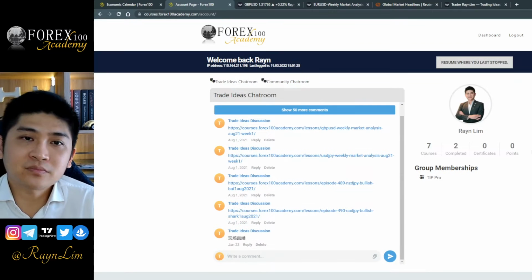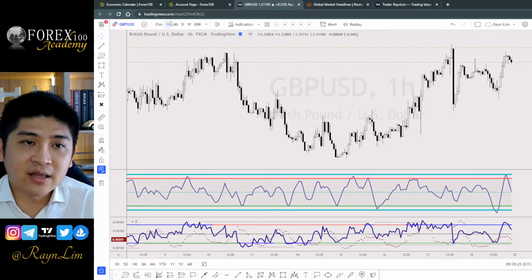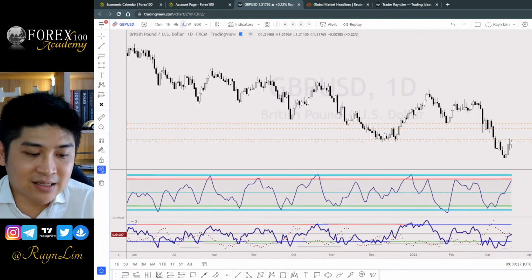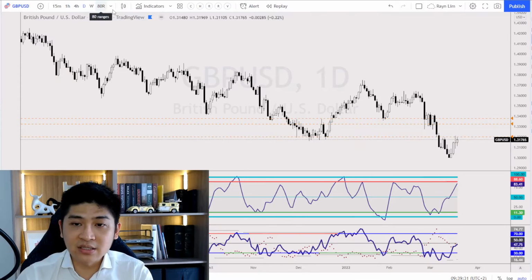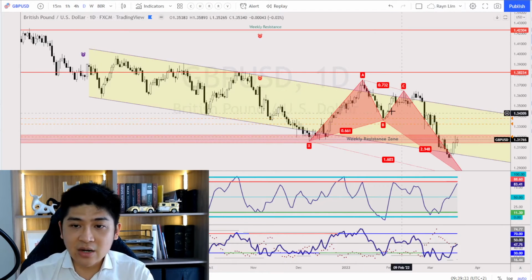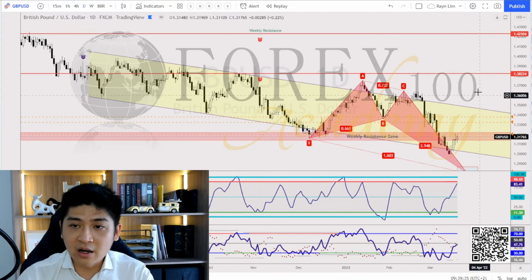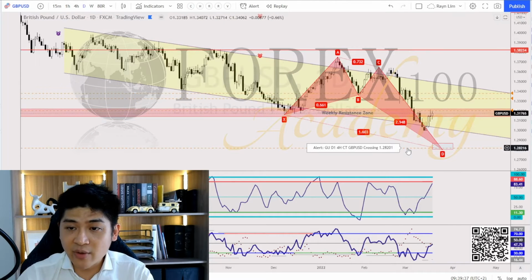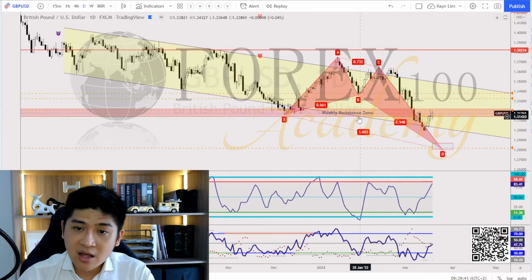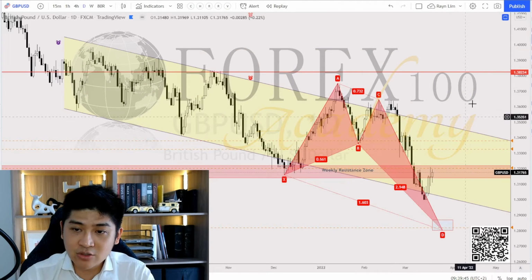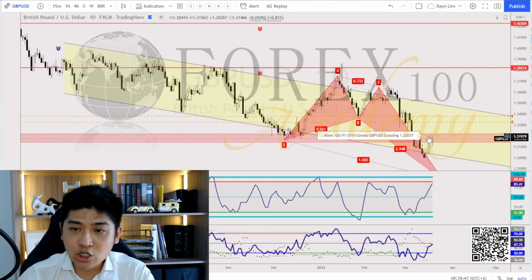All right, so back to the daily chart over here, and let me share with you my analysis. On the daily chart, what you can see is that we do have a bullish crab pattern. You can wait for a buying opportunity somewhere around 1.2809. Weekly support zone turned into weekly resistance zone, and this could also be a shorting opportunity.